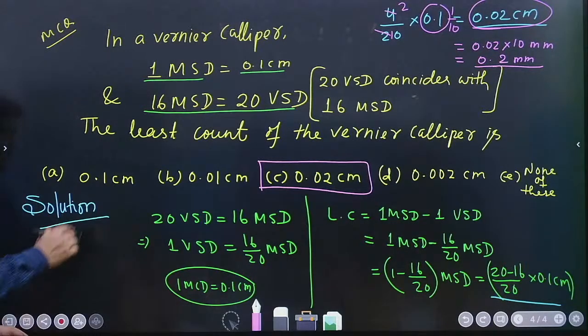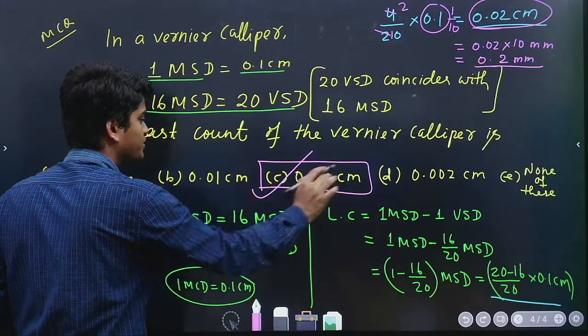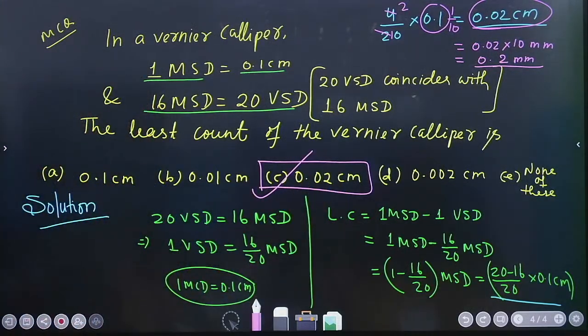So your answers are given in centimeter, so that's why your answer will be 0.02 centimeter. Answers can be given in millimeter also. Yes or no? So you can do accordingly. Now one 2019 question, you do.